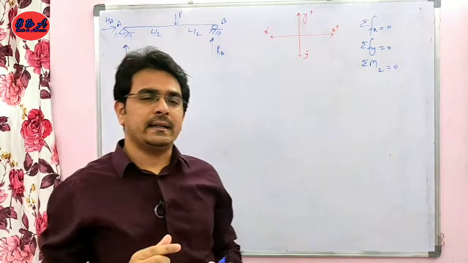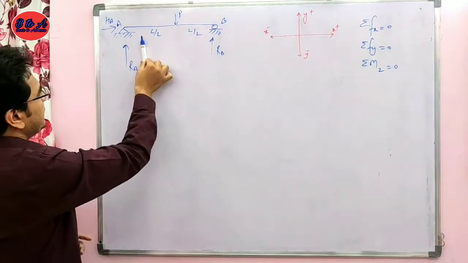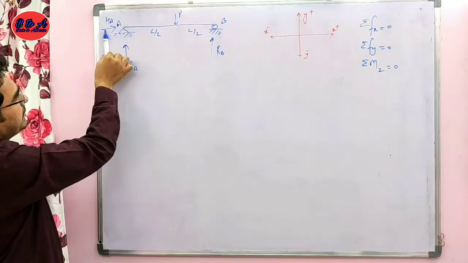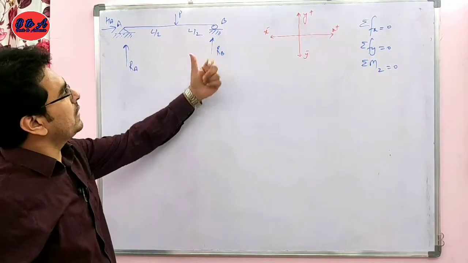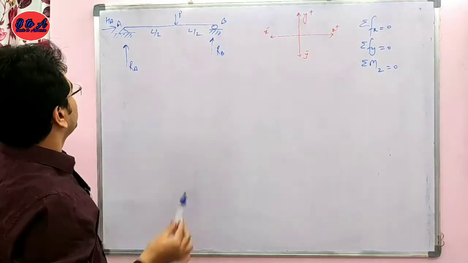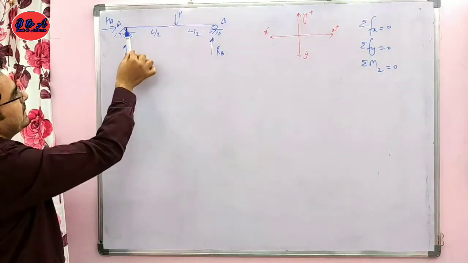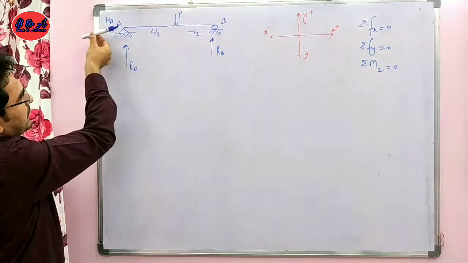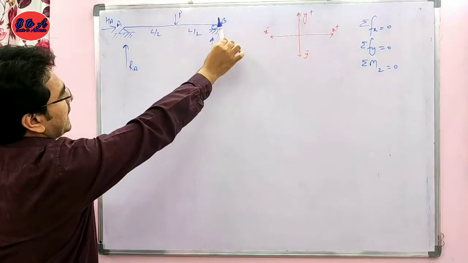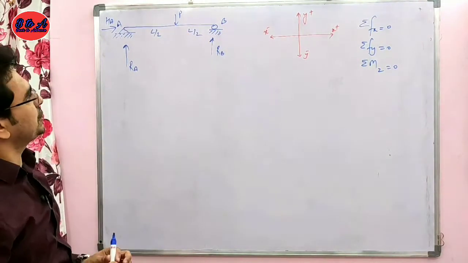I know that at the hinge we have two reactions, that is one vertical reaction and another is the horizontal reaction. At roller I have one reaction, that is one vertical reaction. So I am representing these reactions with RA as a vertical reaction and HA as a horizontal reaction, and the reaction at point B represented by RB in the vertically upward direction.